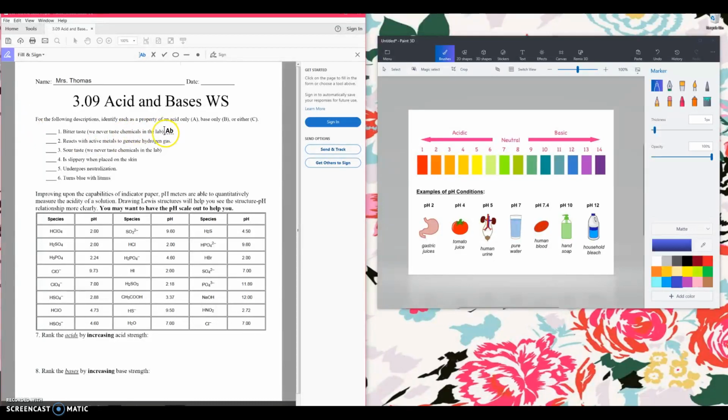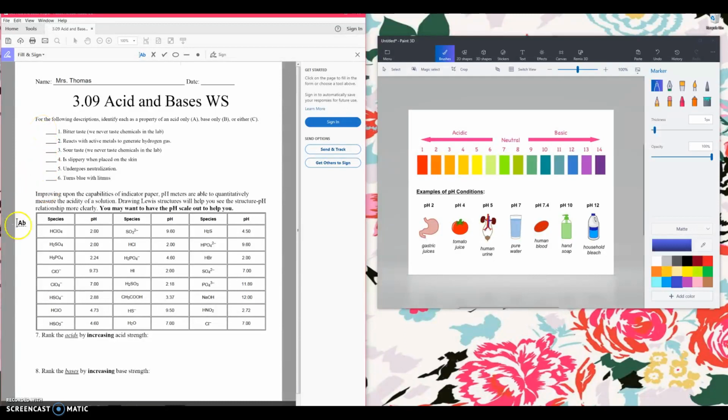So to begin, if you read the directions for the first portion, it says to identify each property listed, so a description that's listed in each number, and decide if that is a property of an acid, a base, or either, which could mean both. So if it's only an acid, you would put A on the line. If it's only a base property, you would put a B on the line. And if you think it could be for either, which means both of those things, you're going to put a letter C on the line here. So your answer should all be A, B, or C on this line.